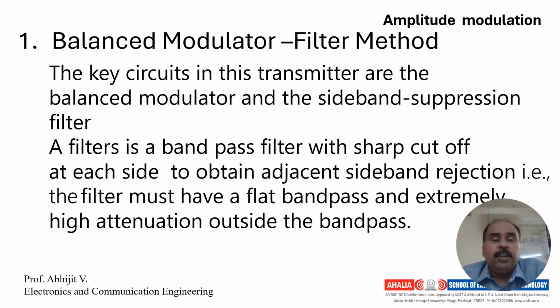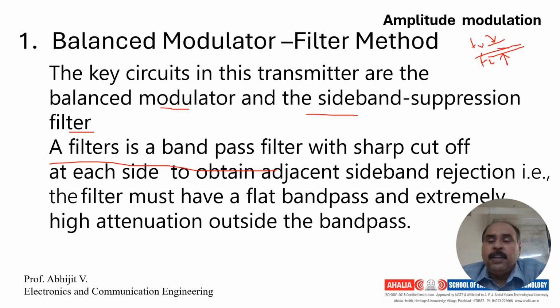The balance modulator filter method. The next point is that the key circuits in this transmitter are the balance modulator and the sideband suppression filter. The filter is a band pass filter with a sharp cutoff at each side to obtain adjacent sideband rejection. This is called a band pass filter, where this is the upper cutoff frequency FU and FL.